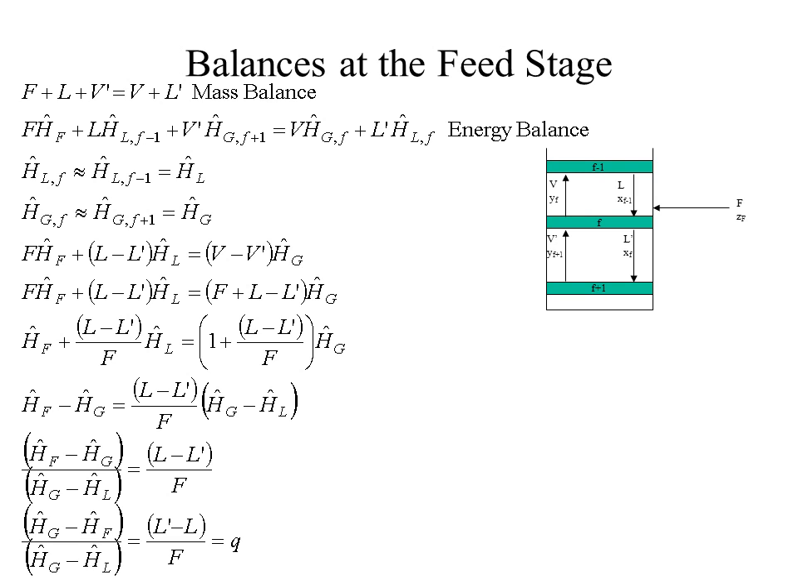We'll substitute those values into our energy balance equation, and after a little bit of manipulation, we find that we can ultimately get down to a point at the bottom of our slide where the enthalpy of the gas minus the enthalpy of the feed, divided by the enthalpy of the gas minus the enthalpy of the liquid, will be equal to L prime minus L over F, and we're going to call that a variable called q, and we'll see how that's used in a later slide.